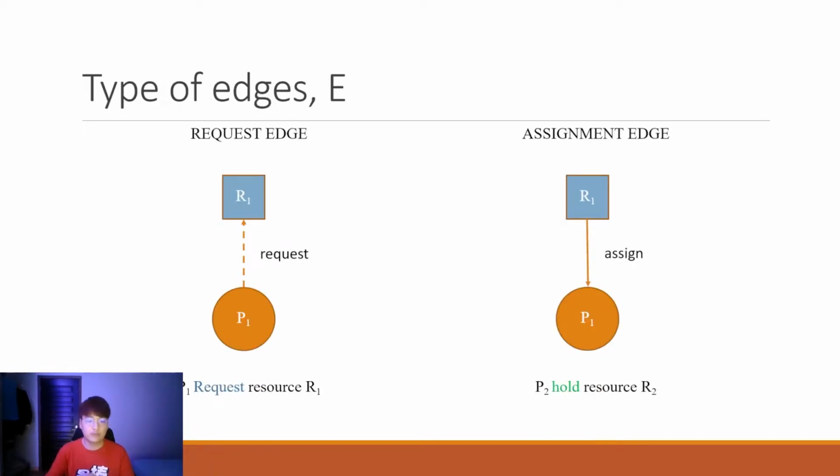The acts of requesting and approving are called edges, and they are represented by arrows. When a process makes a request to a resource, a request edge is formed. When the resource approves the request, an assign edge is formed.